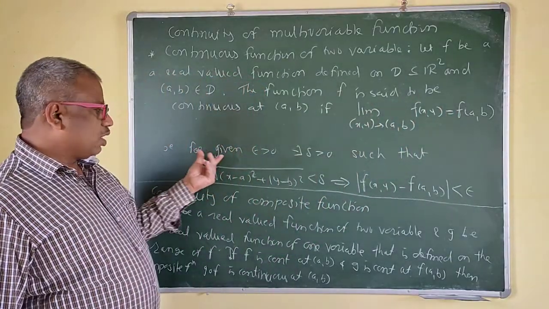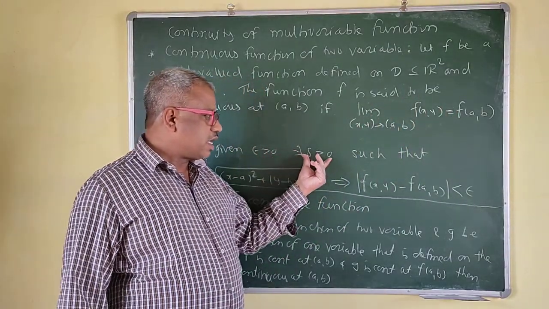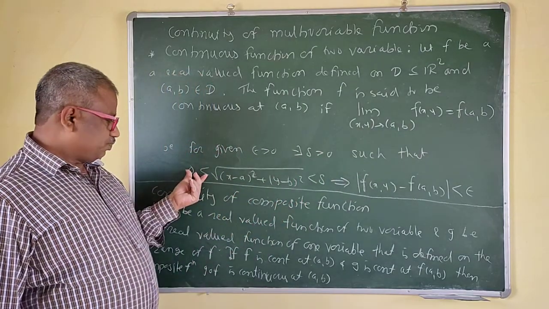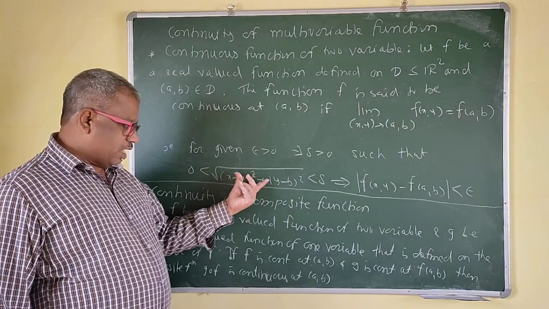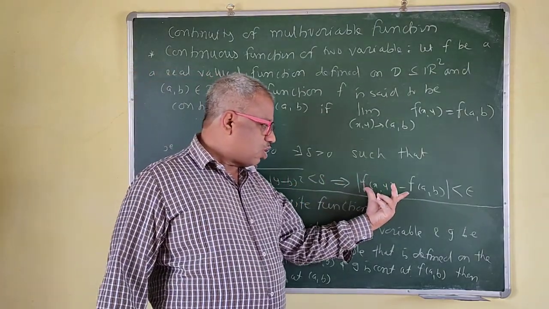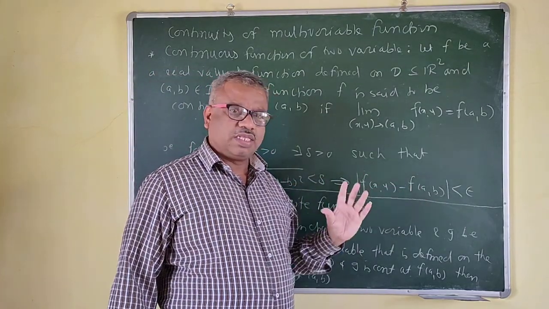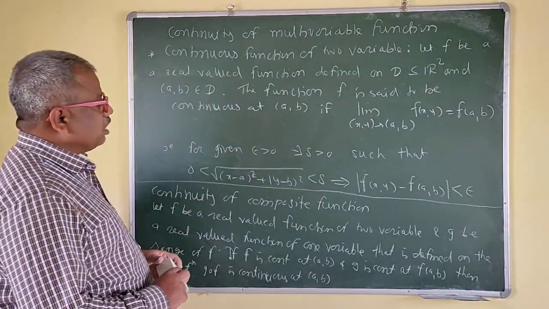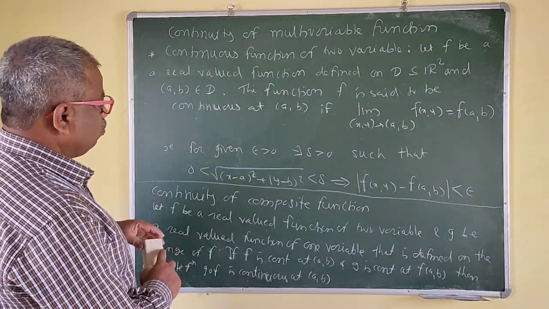That means, for a given epsilon greater than 0, there exists delta greater than 0 such that the distance between (x, y) and (a, b) lies between 0 and delta, implies the modulus of f(x, y) minus f(a, b) is less than epsilon. This is the definition of continuity of two variables.